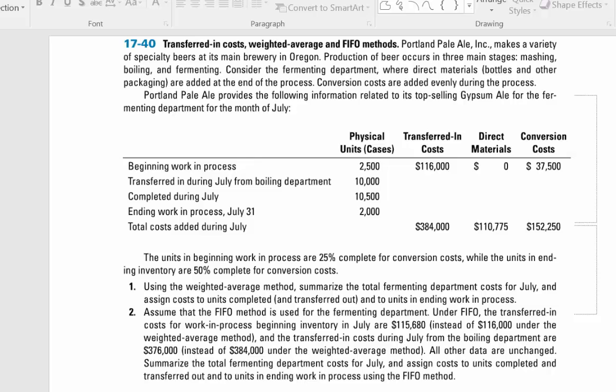There are two measures required. One is weighted average, one is FIFO. I would assume that you have read the question already, so I'm going to jump into the calculation part directly. First we're going to apply the weighted average method. We're going to summarize the total fermenting department cost for July and assign cost to units completed and transferred out and to units in ending work in process.